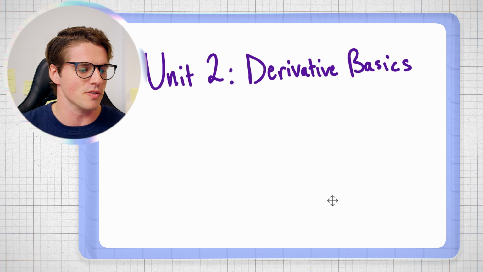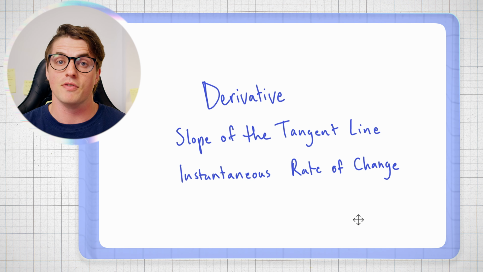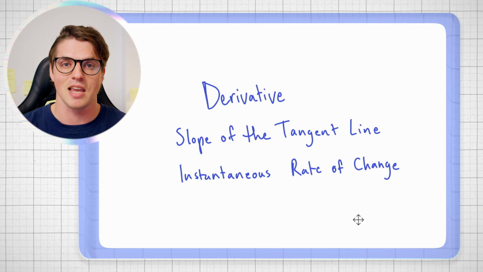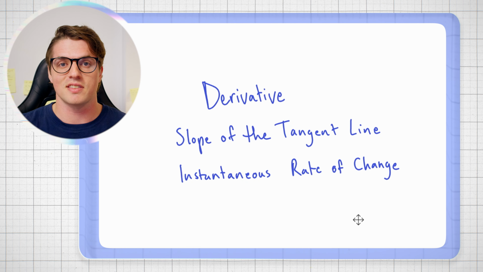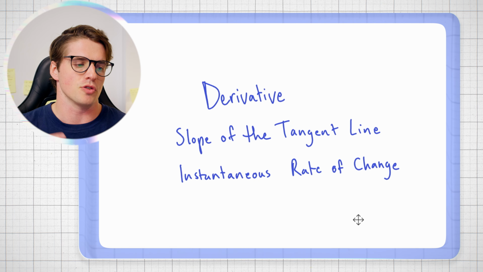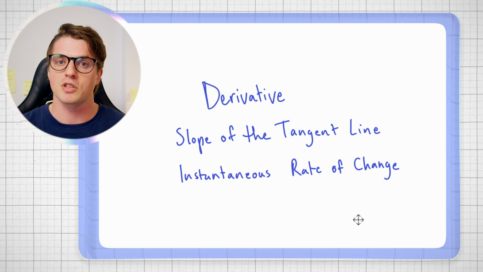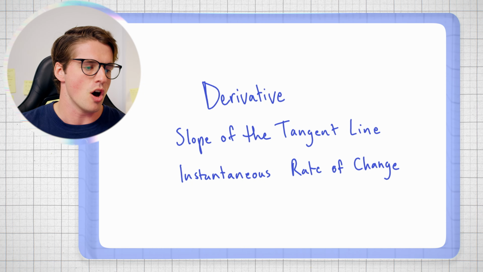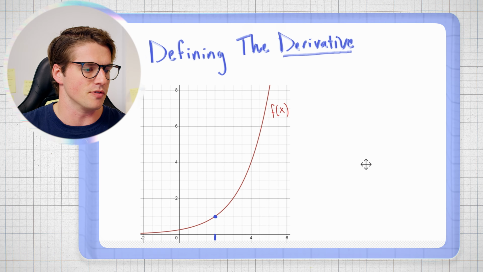Before we get into derivatives, I'm going to look at three different terms: the derivative, the slope of the tangent line, and the instantaneous rate of change. All three of these things are the derivative. They're the same idea. We're going to be talking about all three of those, and they're all really the same thing. Okay, so we're going to define the derivative today.